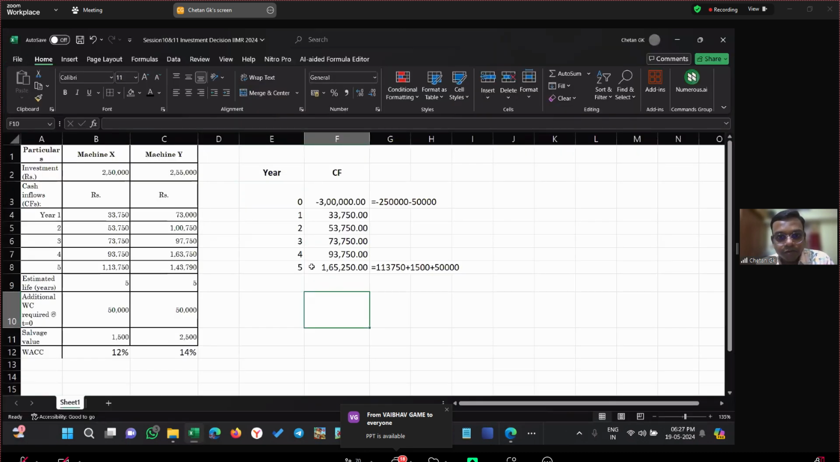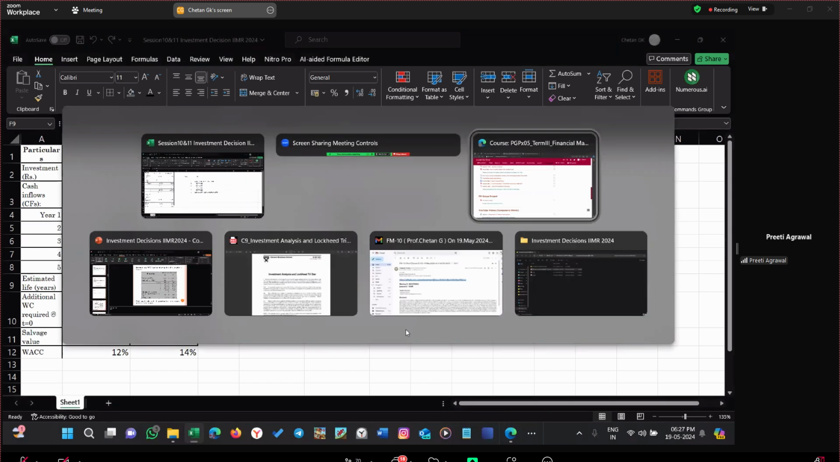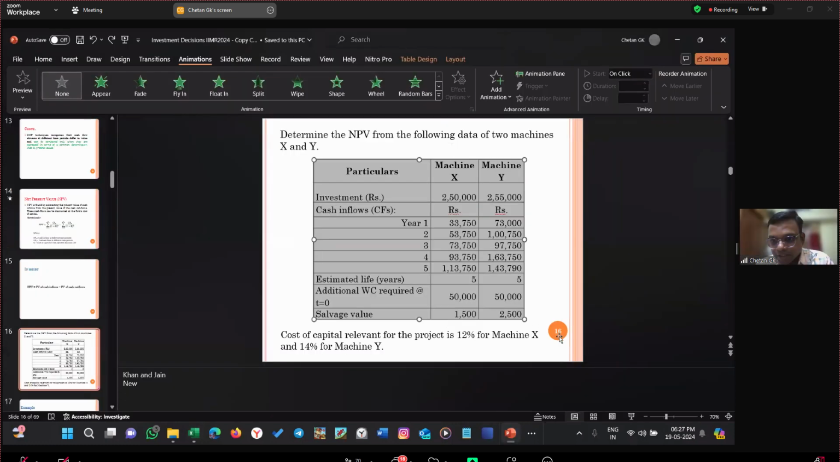Is Excel visible now? Yes, sir. Sir, on which page of that PPT is this question? Which slide of that PPT? So you can see slide number 16, 15.